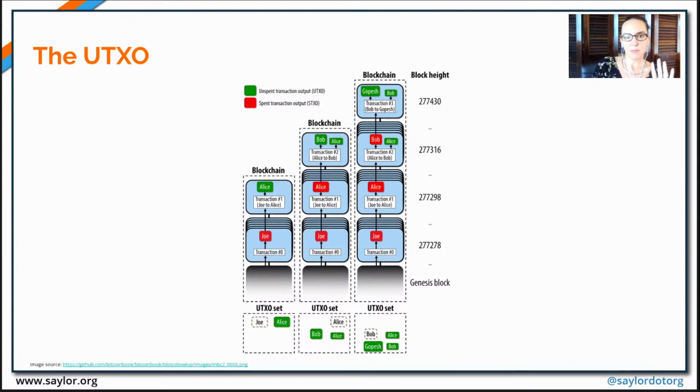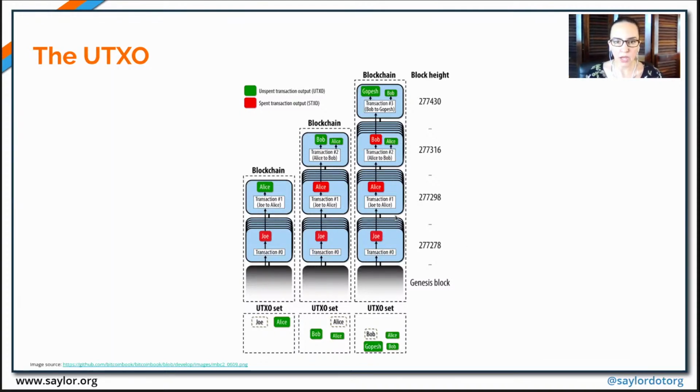This is important because so much in Bitcoin, we think about UTXOs. These are basically chunks of Bitcoin on the blockchain that could be spent. So let's walk through this example from the Mastering Bitcoin book.